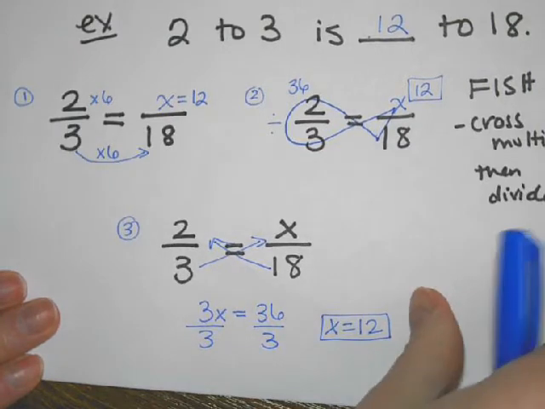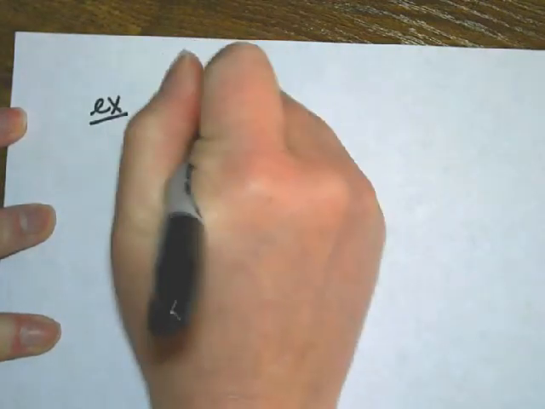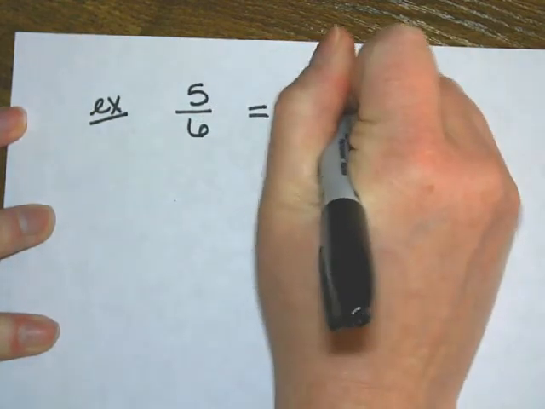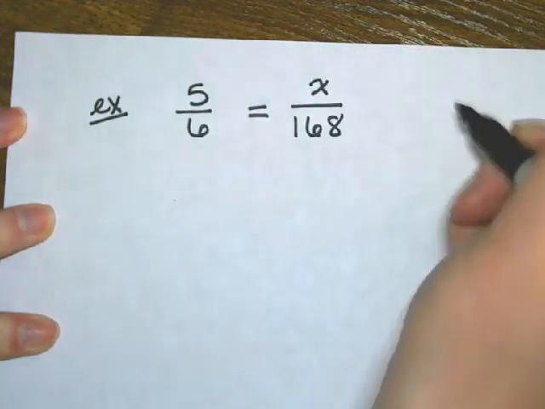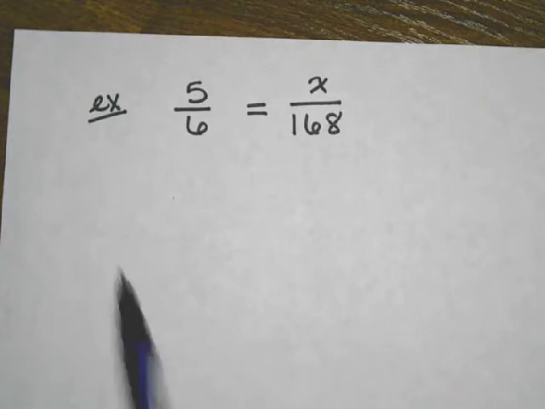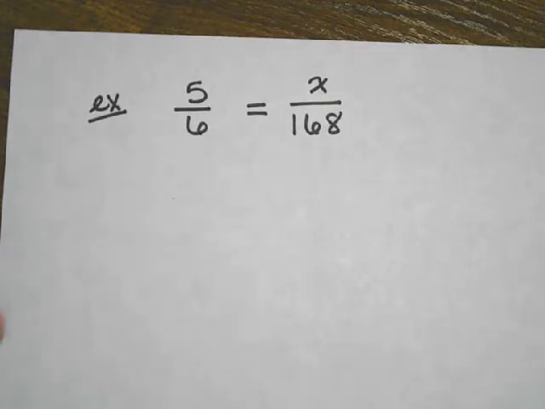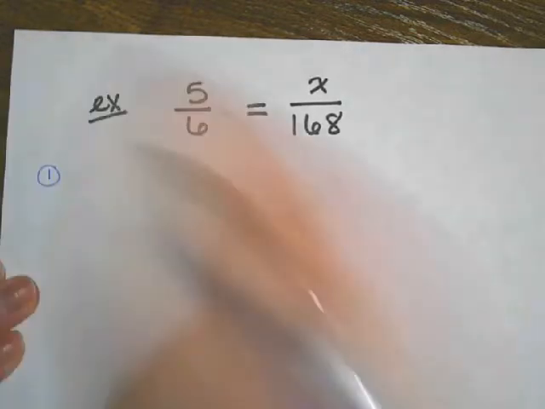So let me show you a couple more examples. If I want to solve this proportion, 5 over 6 is equal to x over 168. I can show you the three ways, but since I don't know off the top of my head how many times 6 fits into 168, I would not suggest using the equivalent fractions method. I would suggest using fish, but I'll show you the equivalent fractions method.